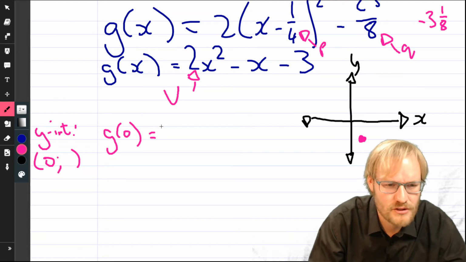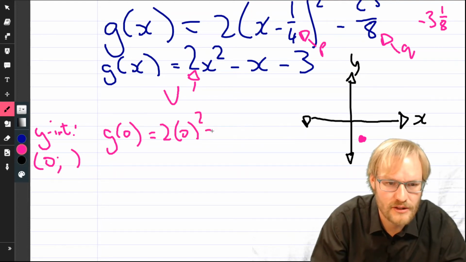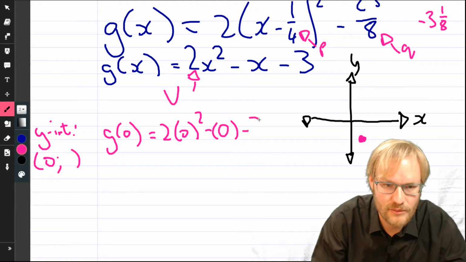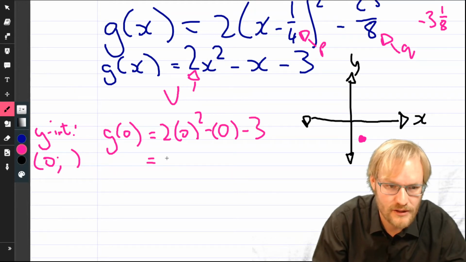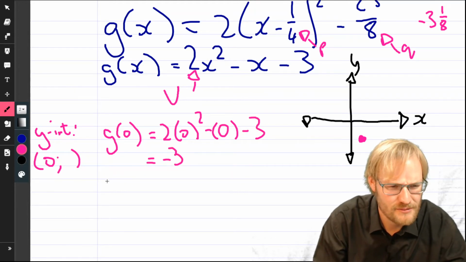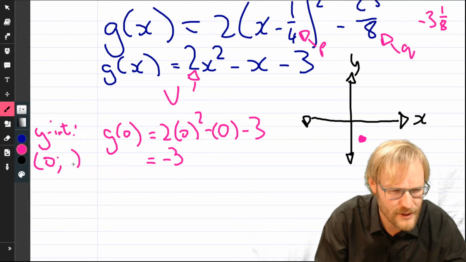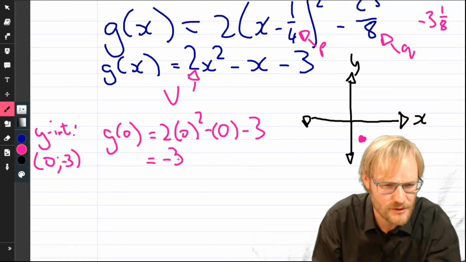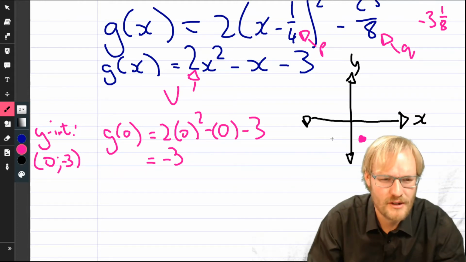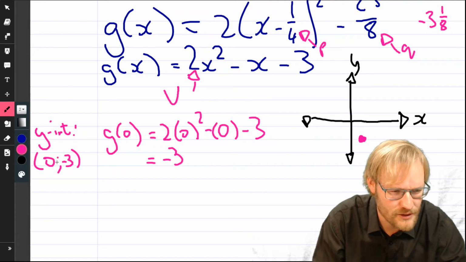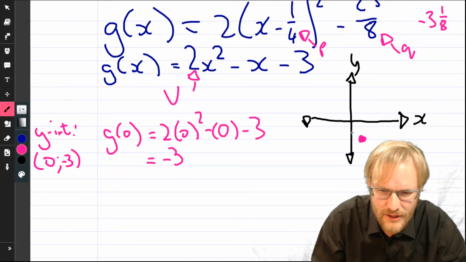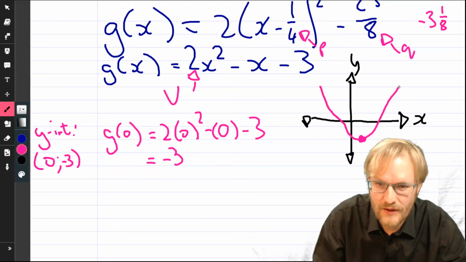So we've got 2 times 0 squared minus 0 minus 3 equals negative 3. So what are we working out again? Oh yeah, the y-intercept. So in 0, our output was negative 3. Let's get it written in coordinate form so we don't suddenly scramble for this negative 3 and just put it somewhere in our graph. We know that it's (0, negative 3). So therefore we know that it must go through there. So the graph must look like that.